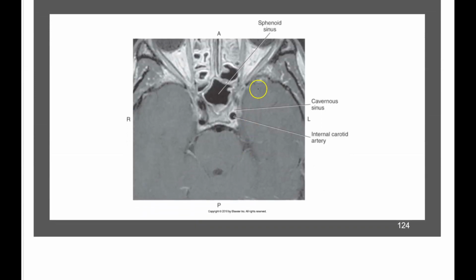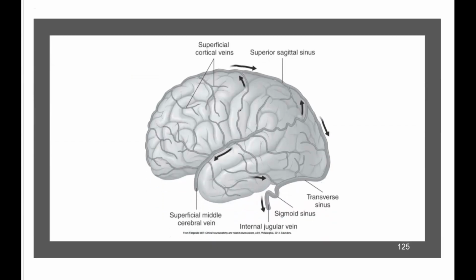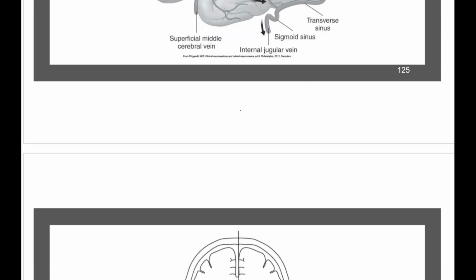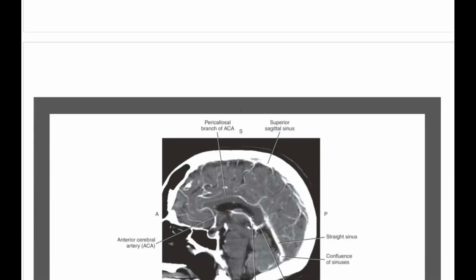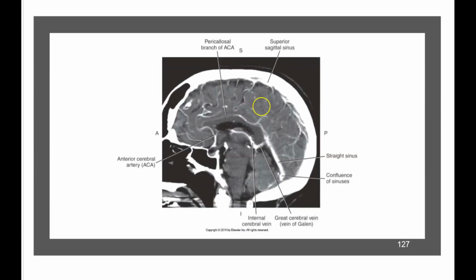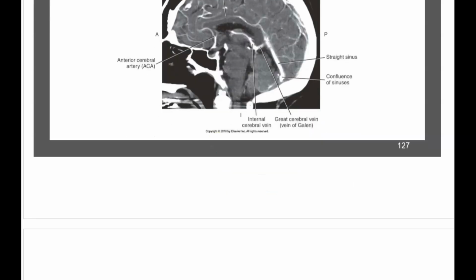Okay, so the cavernous sinus. So here's your sphenoid, here's your ethmoids, your posterior ethmoids, here's your sphenoid, your internal carotid, and then there's a cavernous sinuses right here. This is just showing the flow of the sinus. And here we go. So superior sagittal sinus, here's your straight sinus, here's your confluence where it all comes together. This is your internal cerebral vein. And right here is your anterior cerebral artery coming up right there. Pretty cool.